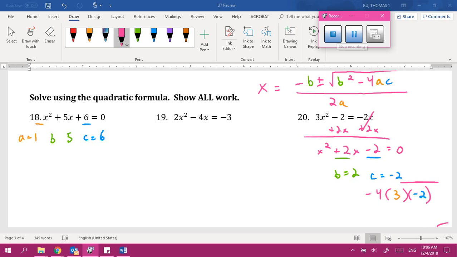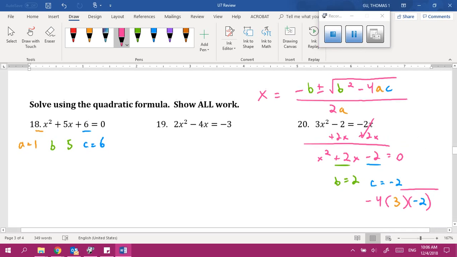Number 19, we're using the quadratic formula to solve this problem, solve for x. We can see the formula right there. Okay, what do we need to do with the equation first, though, before we can use the quadratic formula? Set it equal to 0. How do we do that? Add the 3.